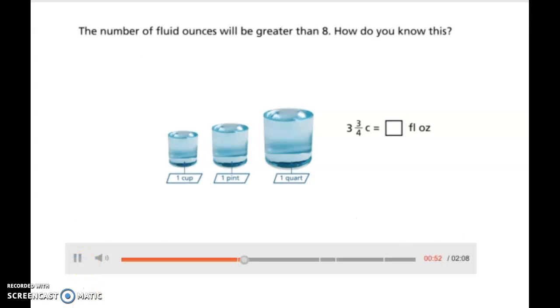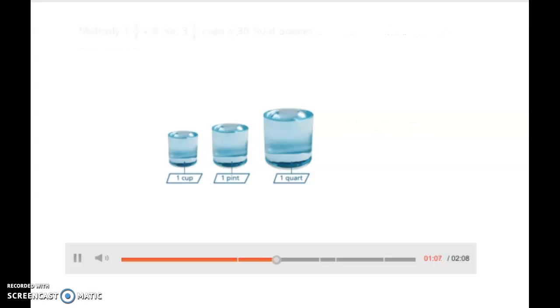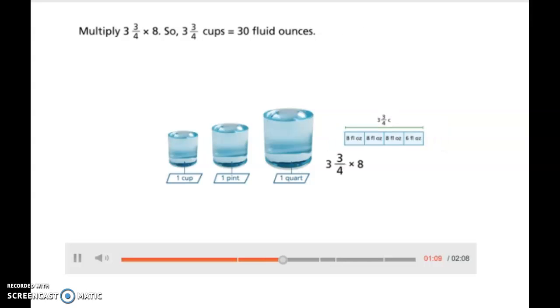The number of fluid ounces will be greater than 8. How do you know this? There are 8 fluid ounces in 1 cup, so 3 3/4 cups will be more than 8 fluid ounces. Multiply 3 3/4 times 8. So 3 3/4 cups equals 30 fluid ounces.